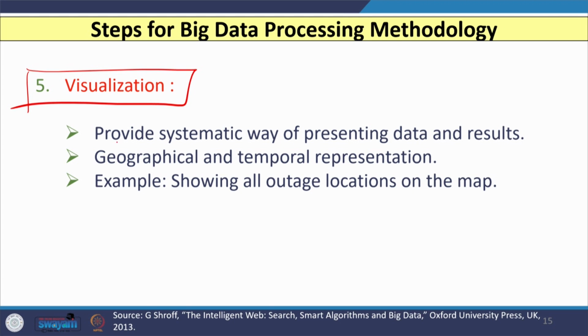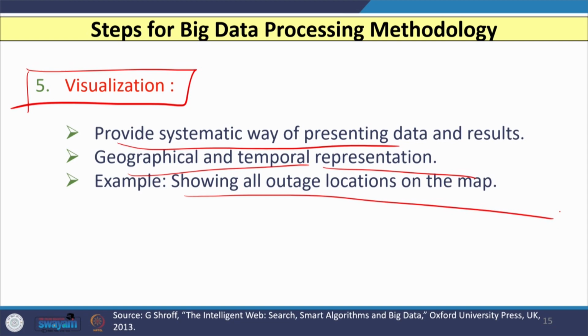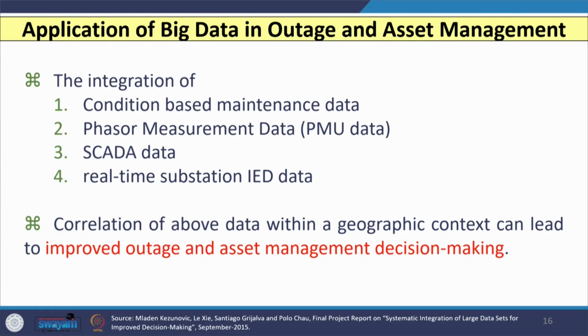So, here this type of visualization algorithm provides a systematic way of presenting data and the results, geographical and temporal representation. These are one of the ways to express this thing in visualization algorithm, and showing all outage locations on the map. This type of thing you can do in visualization part. Now, after these 5 steps, let us see what is the application of big data in the outage and asset management.